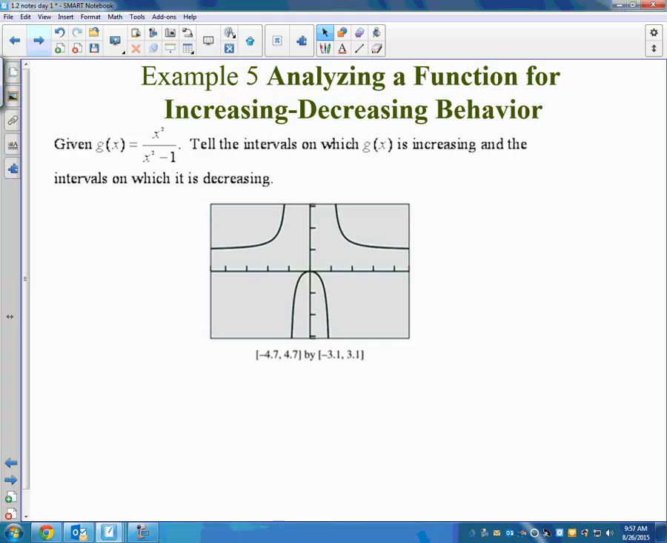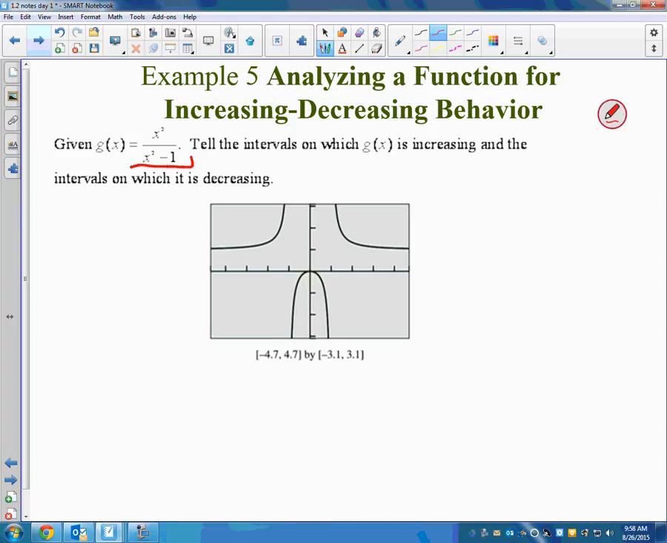It says, given x squared over x squared minus 1, tell the intervals on which the graph is increasing and which it's decreasing. So a little bit uglier than the one I just gave you, because there are these lovely asymptotes here. You're giving me x intervals here. If there's an asymptote, you're going to have to skip over that, because that asymptote's not included in the graph itself.